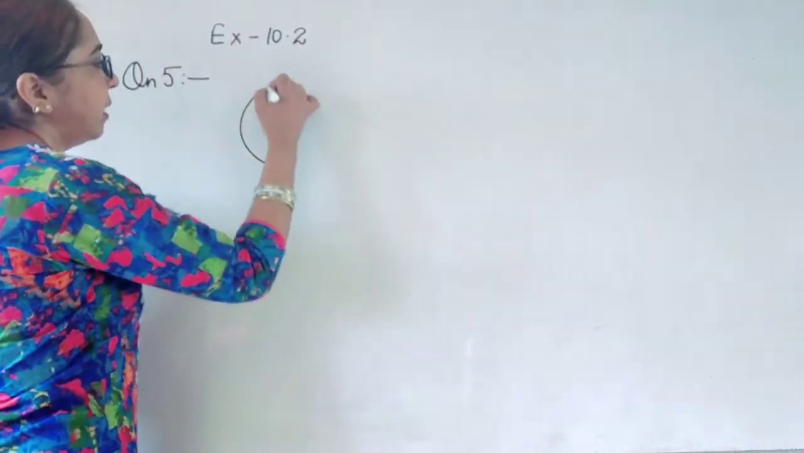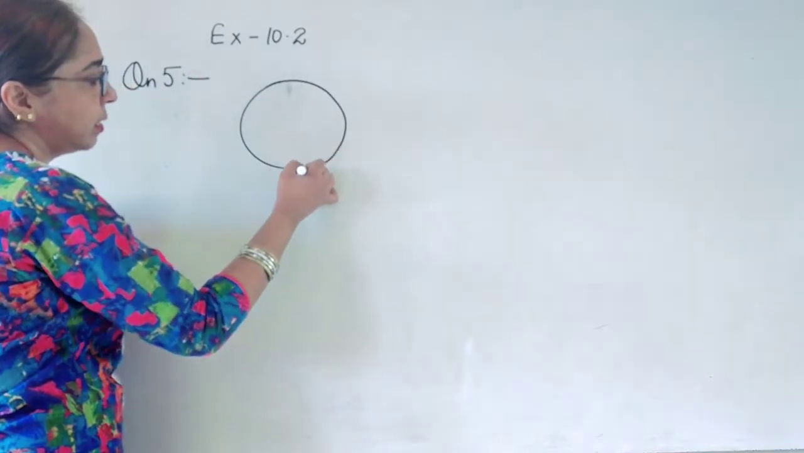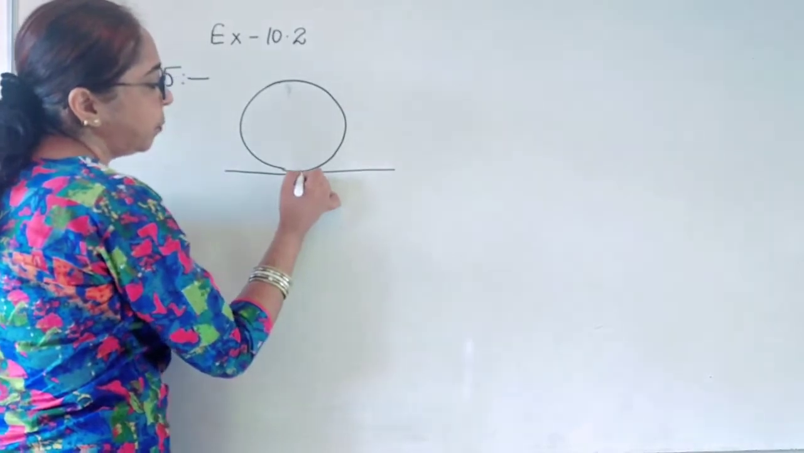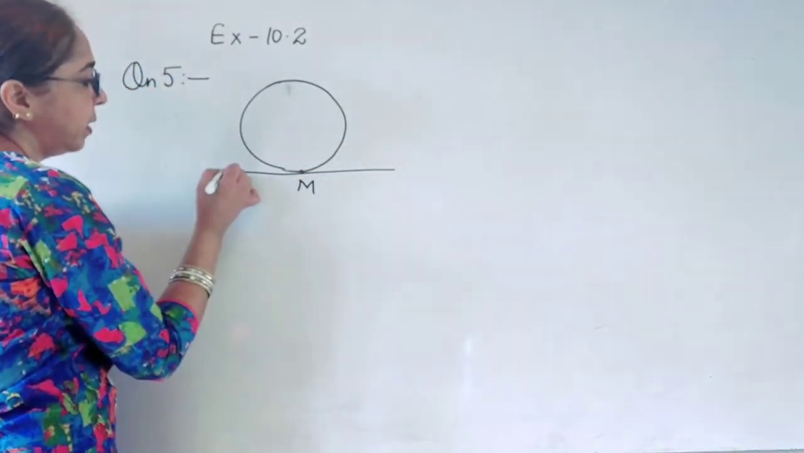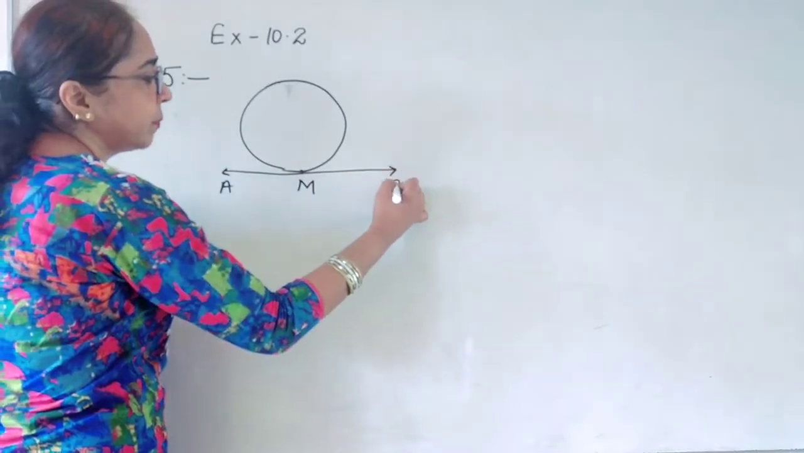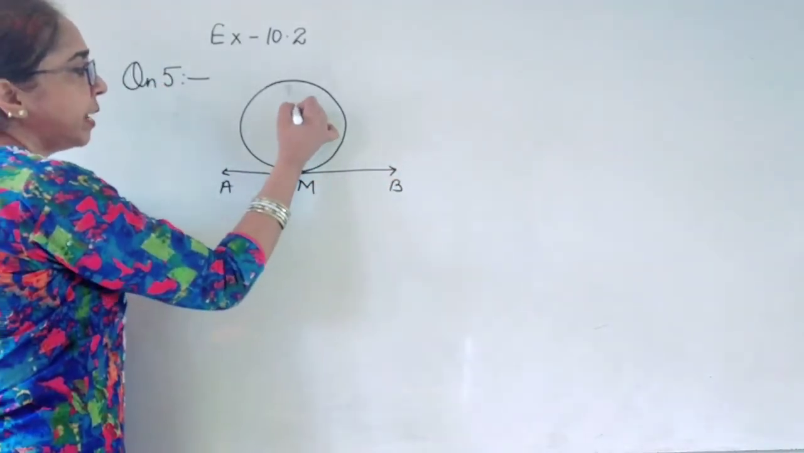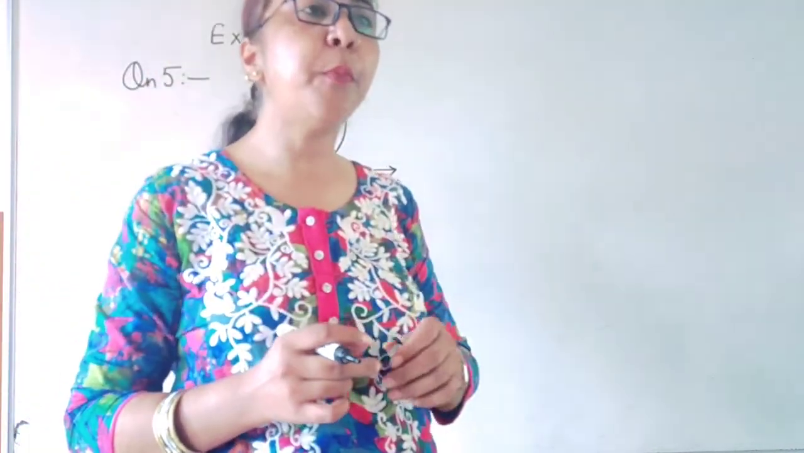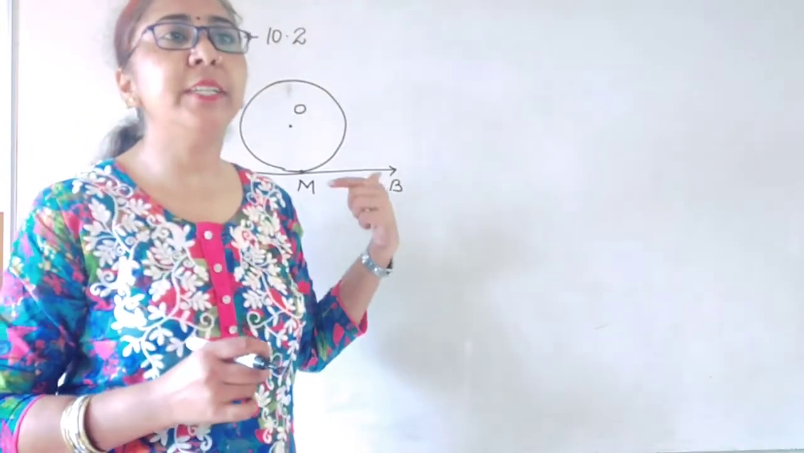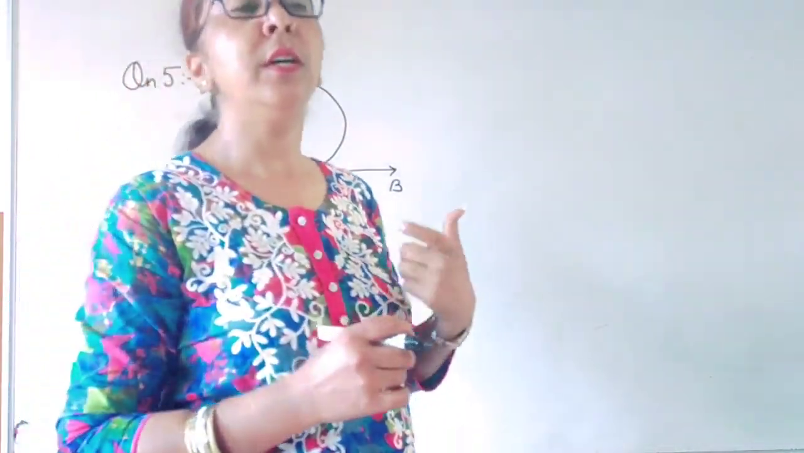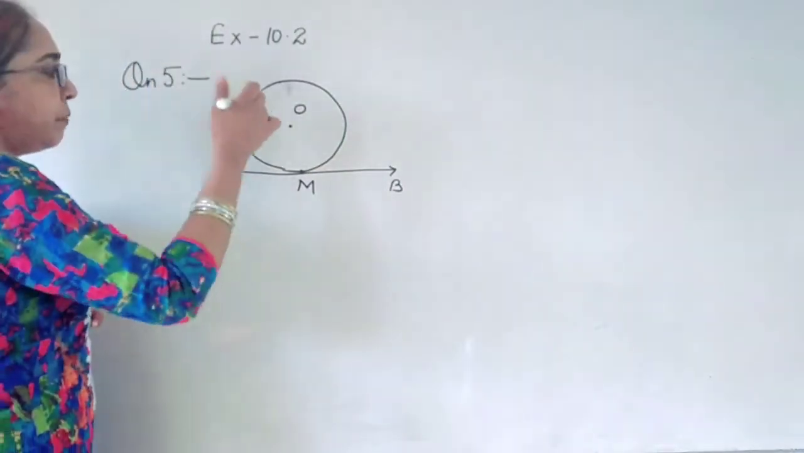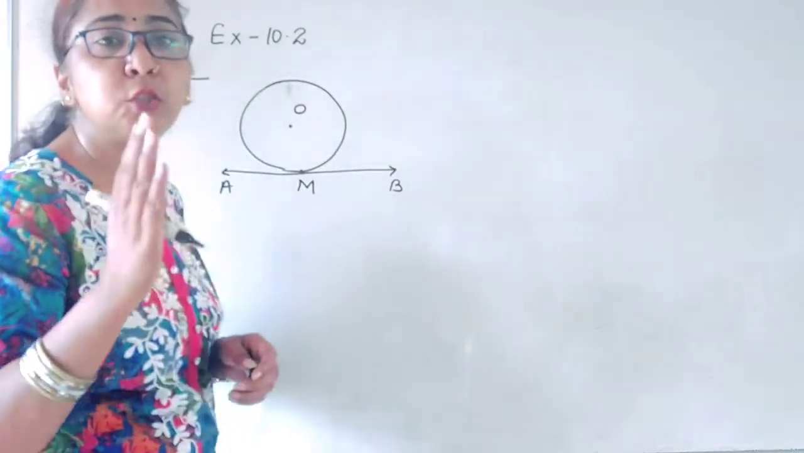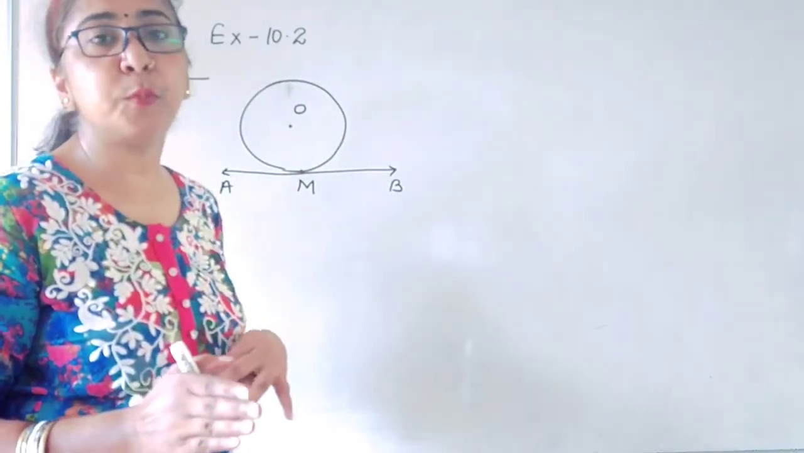It is given that we have to prove that the perpendicular at the point of contact. Let us draw a circle, and this is a tangent AB, and the point of contact is M. O is the center of the circle. What we have to prove is that the perpendicular at the point of contact to the tangent to a circle passes through the center. That means if I draw a perpendicular from anywhere, it must pass through the center. This we have to prove.